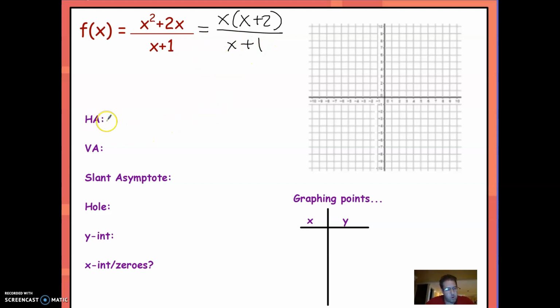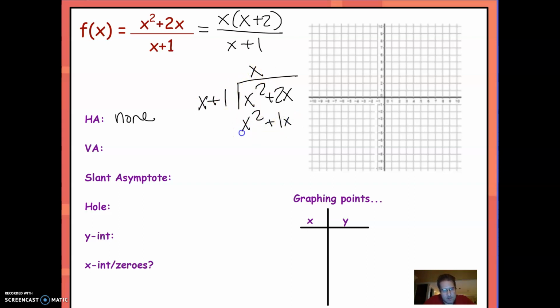Okay, so the horizontal asymptote. The top is bigger than the bottom, once again, so therefore we know it's going to be a slant asymptote, so it's not going to have a horizontal one. So if I divide x squared plus 2x by x plus 1, this multiplied by x: x times x is x squared, 1 times x is 1x. Then we subtract. Anything minus itself is 0. 2 minus 1 makes 1, so we're just left with 1x.